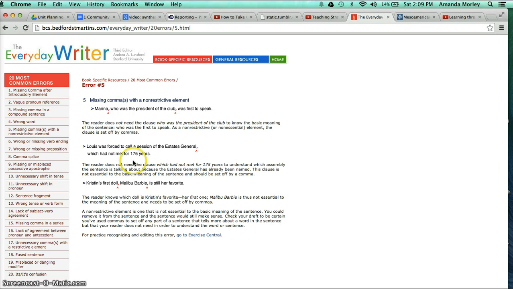"Louis was forced to call a session of the Estates General." That could be a period, but we're adding more information, which says "which had not met for 175 years." Okay? That's extra, unnecessary writing, so we need to include the comma. "Kristen's first doll"—what was her first doll? Extra information: "Malibu Barbie" is still her favorite.